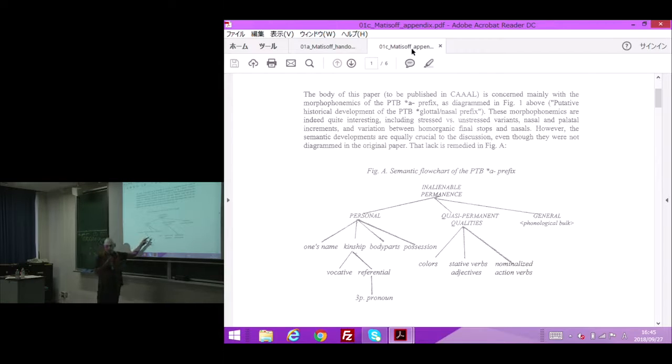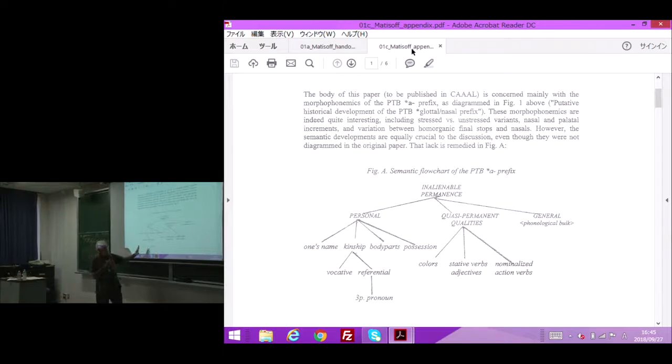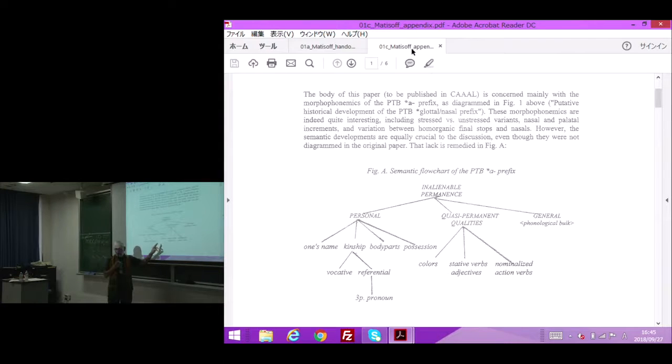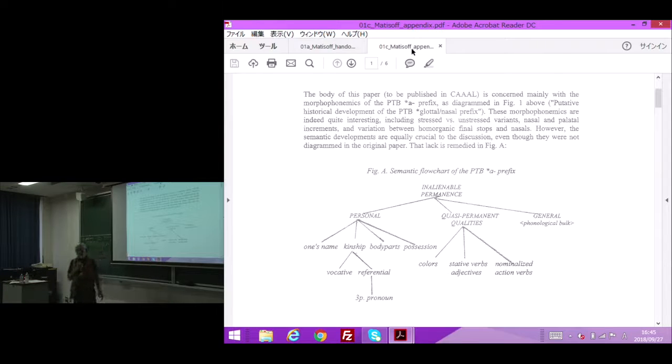Parts of the body are certainly inalienable. And genitives, things which you possess, you have more or less permanently, unless something bad happens. Okay, so these are nouns, but then the prefix also occurs with verbs. Colors are sort of ambiguous in Tibeto-Burman between nouns and verbs. They have verbal qualities and they have nominal characteristics, but colors are also, even though things can change in color, that's sort of inalienable. If a house is green, it's not going to turn red tomorrow.